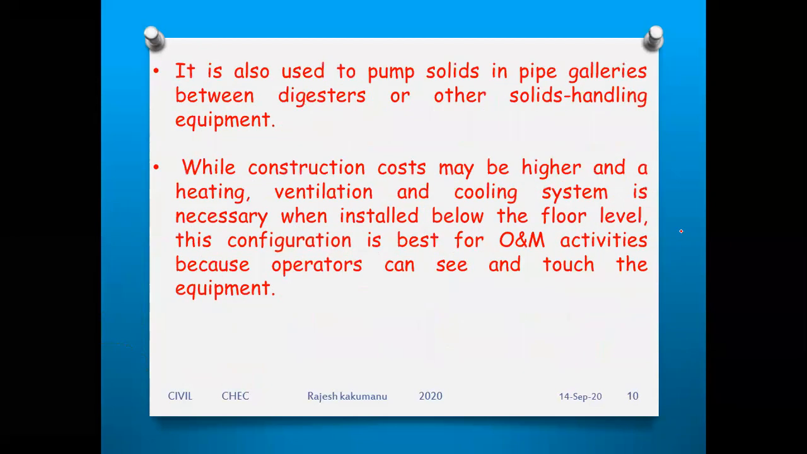It is also used to pump solids. It's also used to pump the solids in pipe galleries.